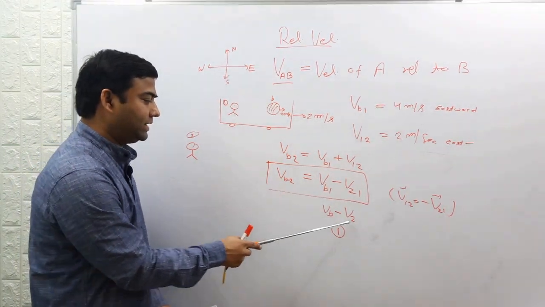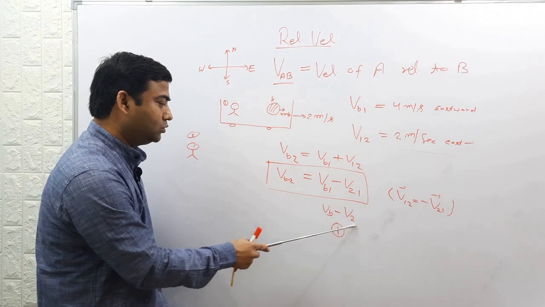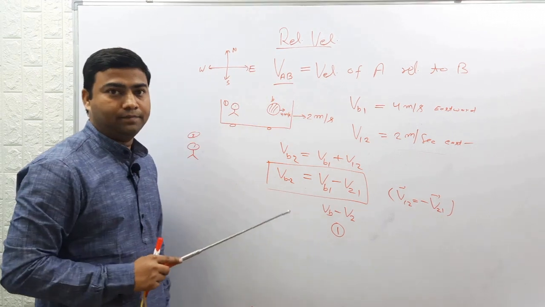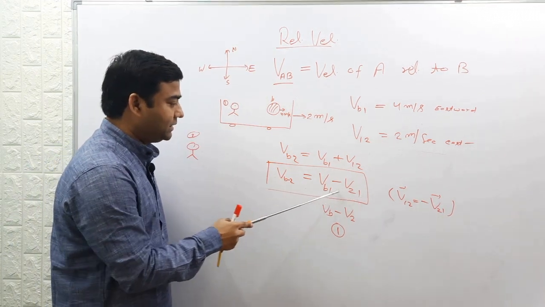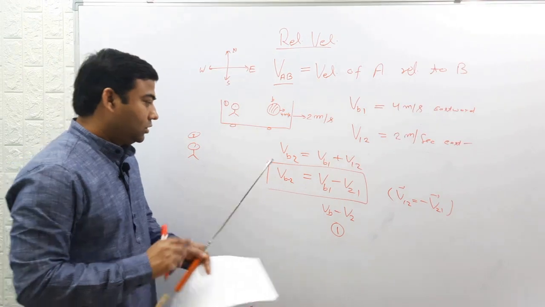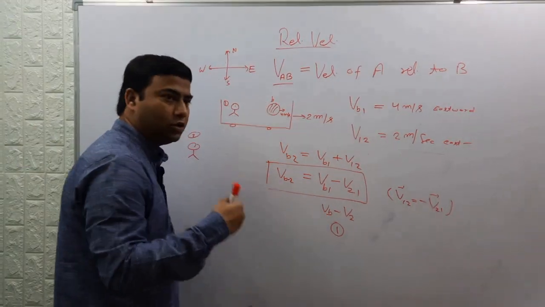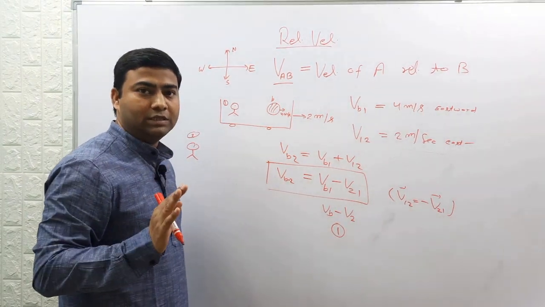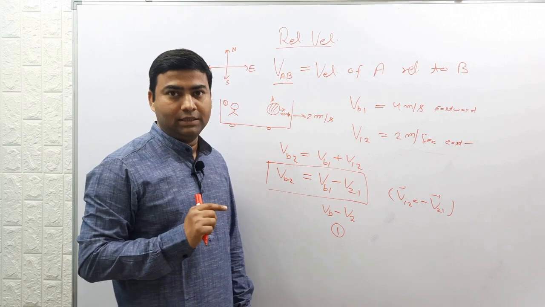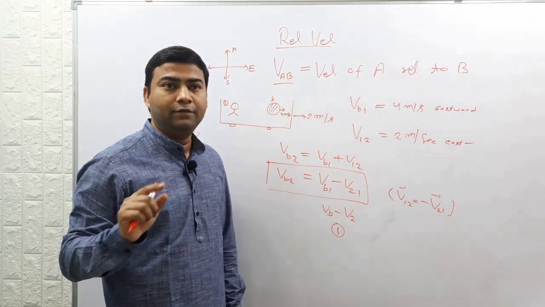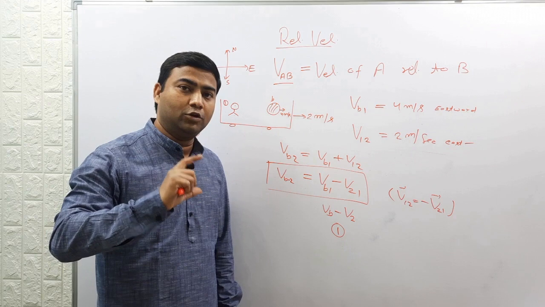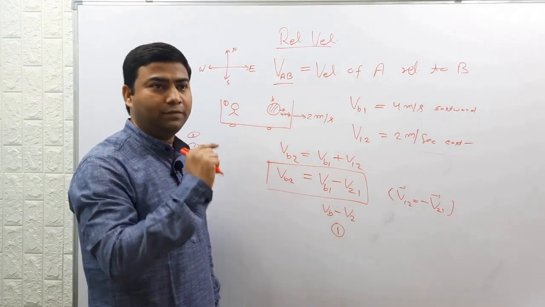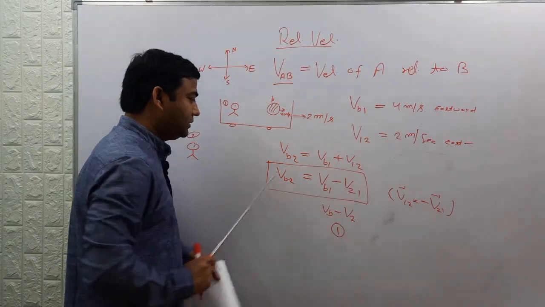VB minus V2, where VB and V2 both are velocities relative to a third common frame, here it is 1. So velocity of A with respect to B is VA minus VB, where VA and VB are velocities relative to a third common frame. So this is also a very important equation.